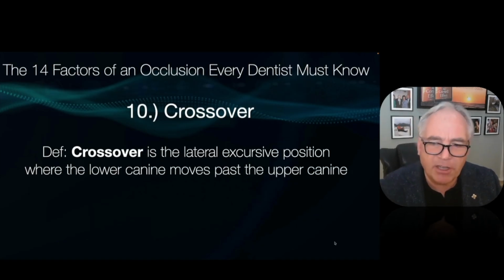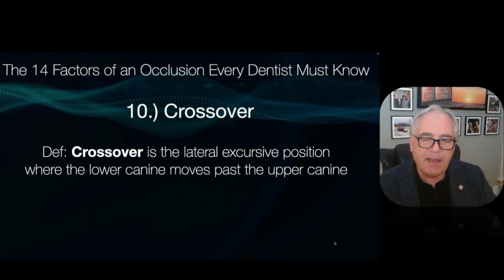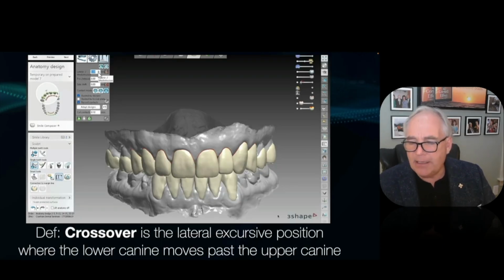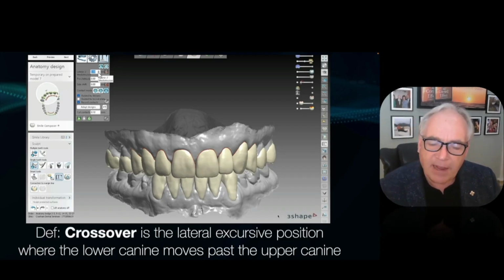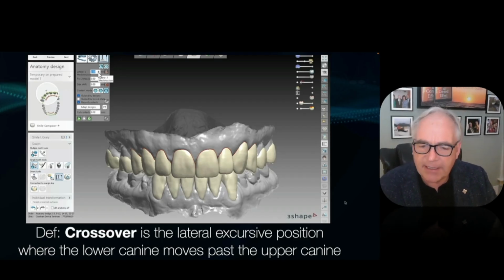Number 10, let's look at crossover. By definition, crossover is the lateral excursion position where the lower canine moves past the upper canine. And I've got to tell you, in the last 4 or 5 years, hanging around Pankey a little bit more and watching my daughter's training at Pankey, this is definitely a Pankey thing. And I've really leaned back into it, and it's important.